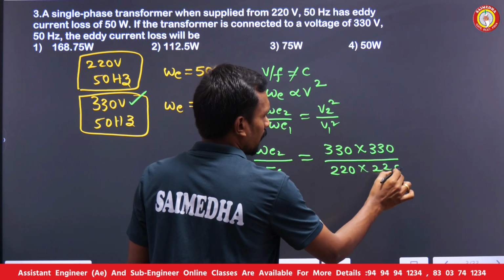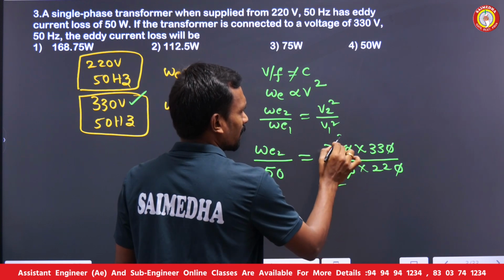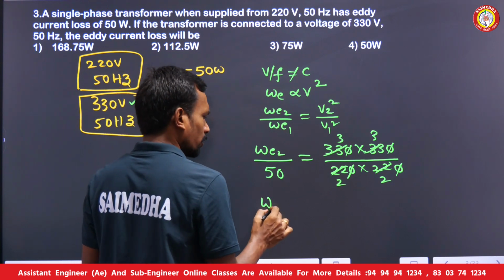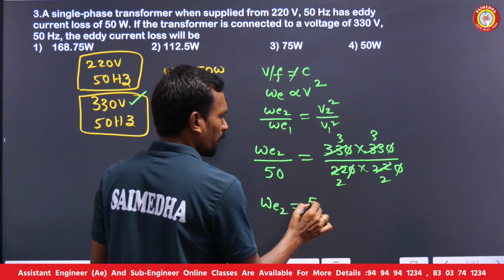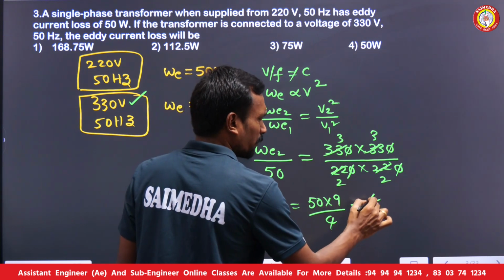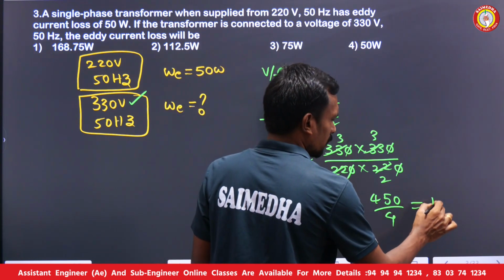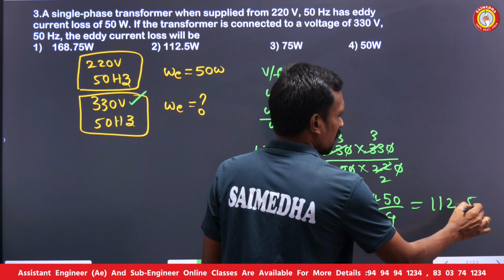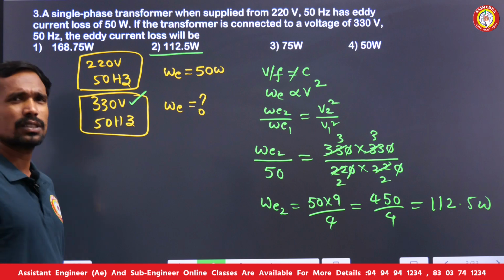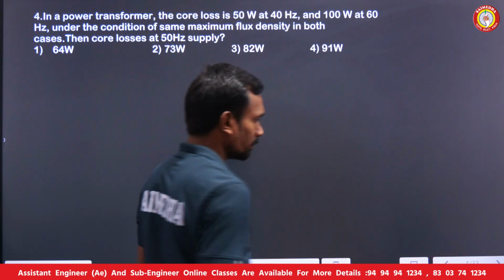So the zeros cancel, 11 2s are 22, 11 3s are 33. Yes or no guys? So W2 is equal to 50 into 9 by 4, which is nothing but 450 by 4, which is nothing but 112.5. 112.5 watts is your answer. A simple question. Let's see the next question.